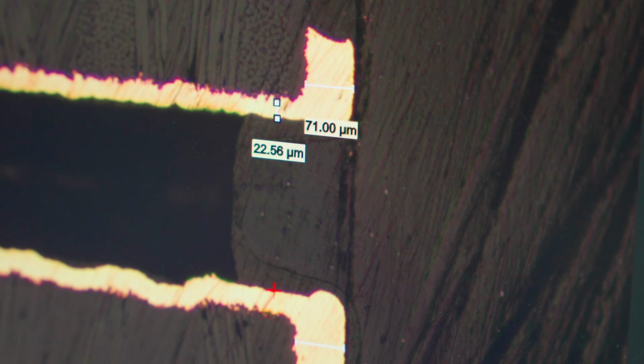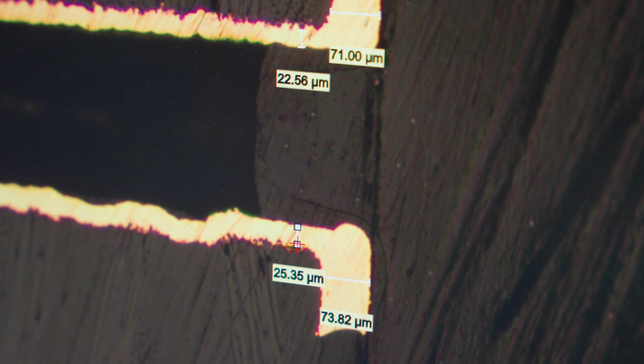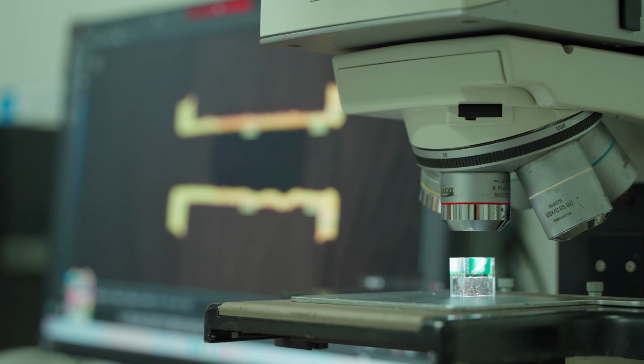Microsection analysis allows engineers to fine-tune the manufacturing process and prevent costly field failures. In PCB manufacturing, reliability starts long before the product is assembled. It starts here, under the microscope.